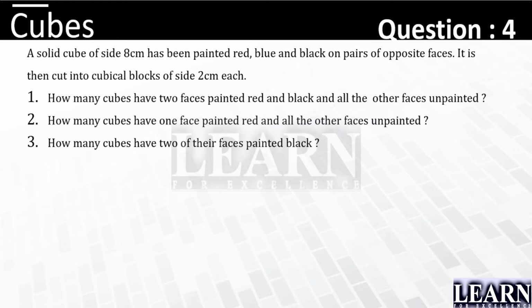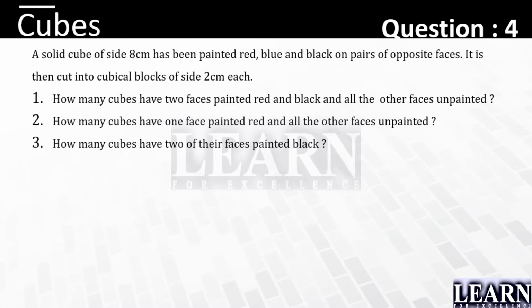Let's have a look at the question. A solid cube of 8 centimeter has been painted red, blue and black on pairs of opposite faces. It is then cut into cubical blocks of side 2 centimeter each. How many cubes have two faces painted red and black and all the other faces unpainted?